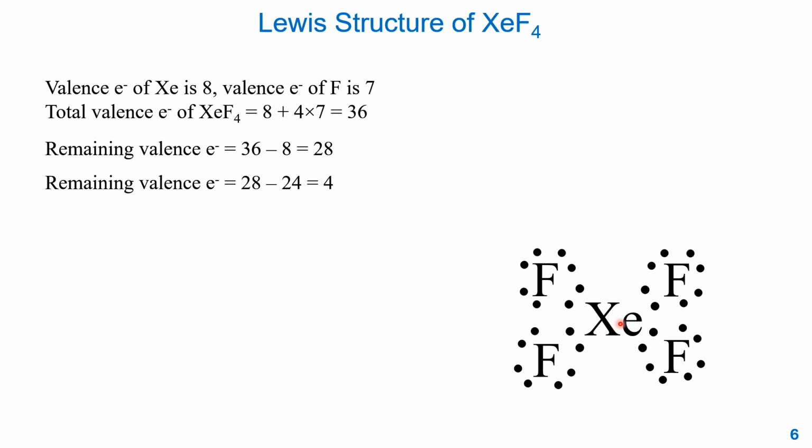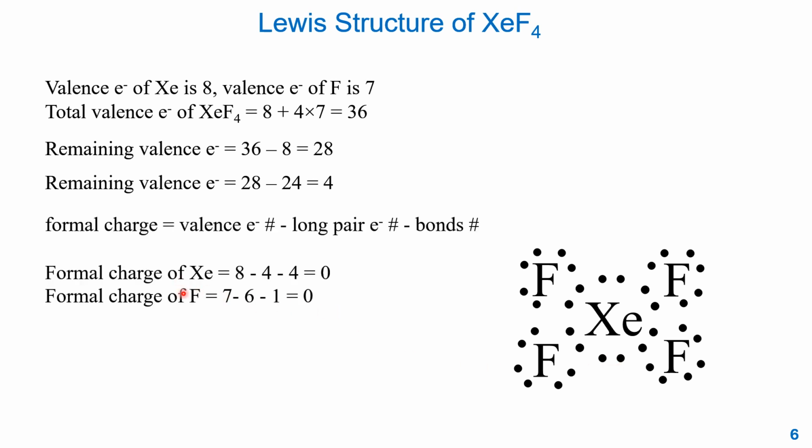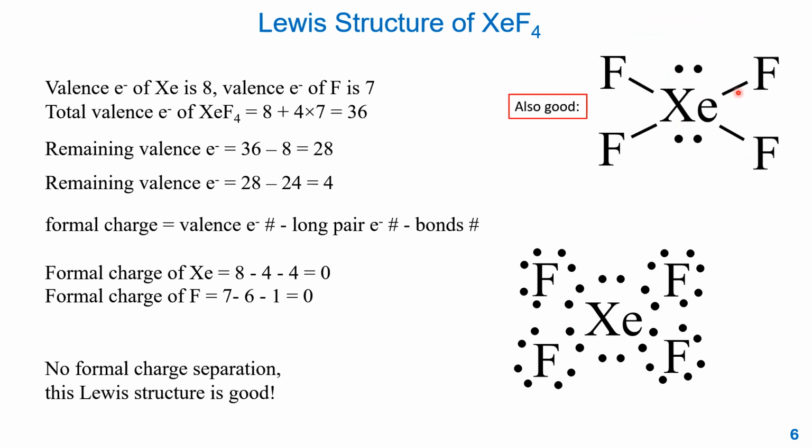That goes to the central atom, xenon, as lone pairs. The 4 electrons will form 2 lone pairs. One lone pair, and the other lone pair. Now calculate the formal charge of xenon: 8 valence electrons minus the lone pair electrons, which is 4, and there are 4 bonds, so minus 4, gives 0. The formal charge of fluorine is also 0. So that's good, right? It minimizes the formal charge separation. And you can draw it this way, with 4 bonds and 2 lone pairs on the central atom.